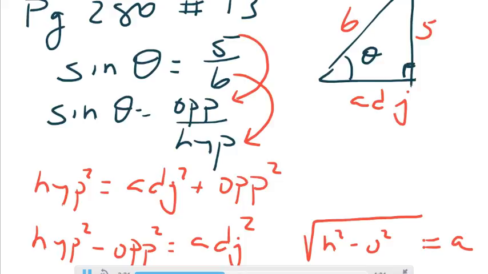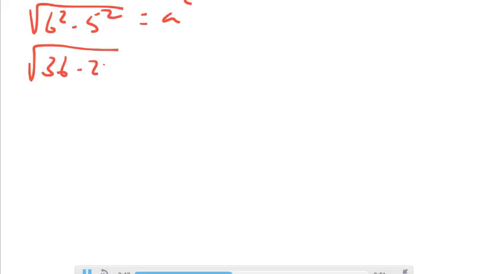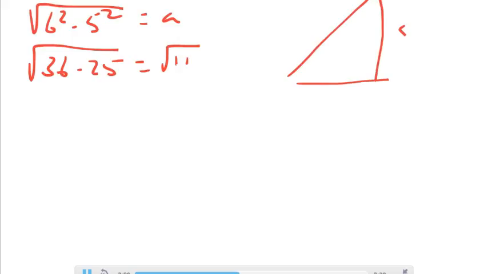So let's go ahead and solve that. We have the square root of 6 squared minus 5 squared, which is 36 minus 25, is square root of 11. And no, that is not squared. So now we have our complete triangle where the opposite side is 5, the hypotenuse is 6, and the adjacent side is square root of 11.